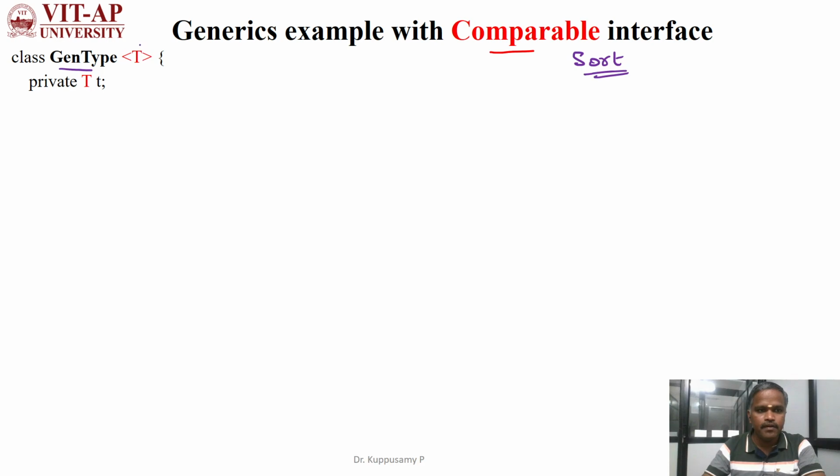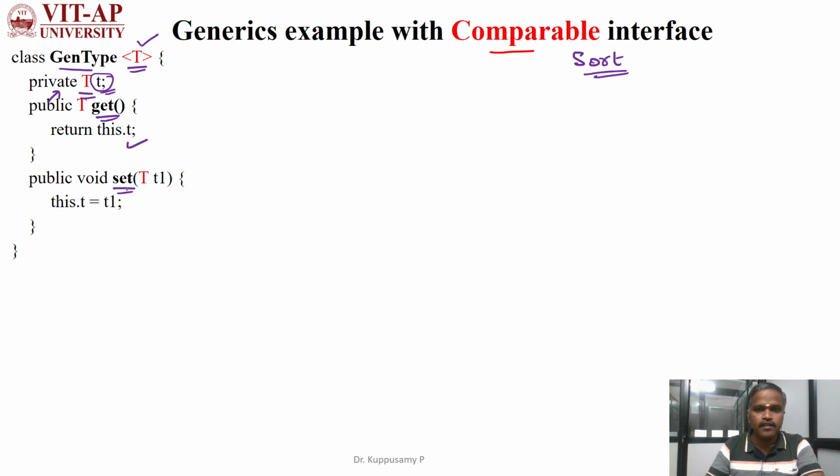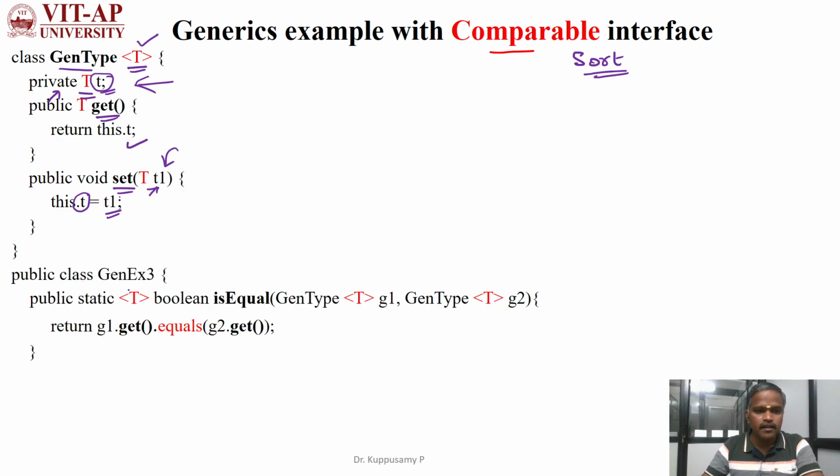Class name is genType, then the type parameter is given inside the angle brackets, then the object variable is defined as private, and the variable name is t. Then I am using a get method to access the elements stored in t. Then I am using the user defined set method to assign values to the variable t1, and this variable t1 is receiving the data from the main method and assigning it to the variable defined inside the class.